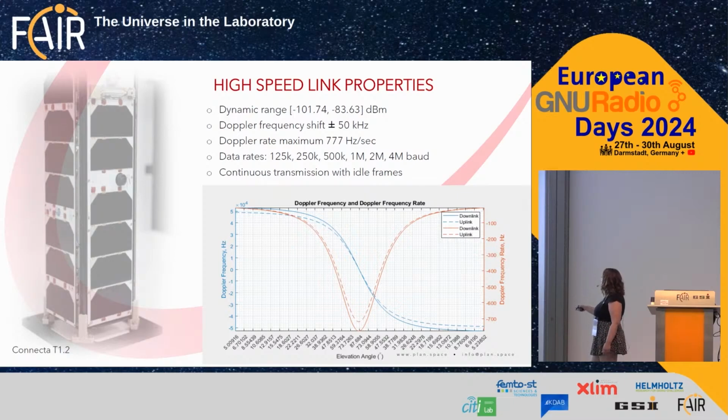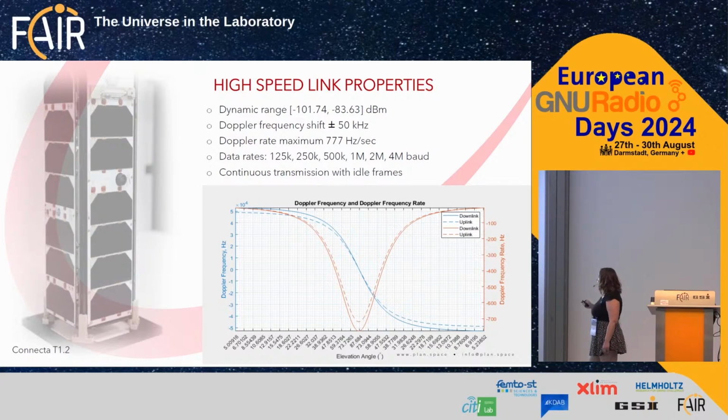So as we approach 90 degrees, the satellite is passing from your top, and the Doppler rate increases because the speed, the frequency, changes very rapidly. So we have a maximum of 777 hertz per second of Doppler rate, which our receiver should be able to recover from. Also for data rates, it ranges from 125 kilobaud to 4 megabaud.